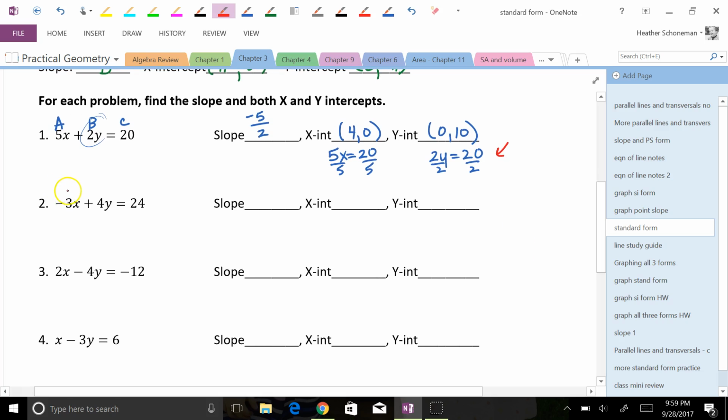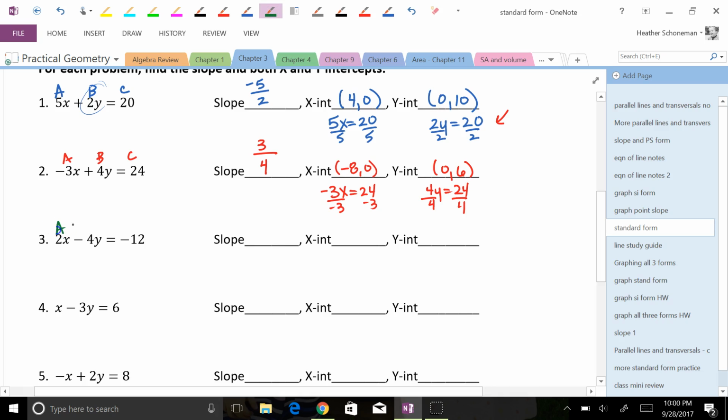Okay, let's try this again, number 2. So here's a, here's b, here's c. Your slope is the opposite of a, which would be positive 3, over b, which is 4. For the x-intercept, the y goes away, so I have negative 3x equals 24. I divide by negative 3. X is negative 8, 0. The y-intercept, x goes away, so I get 4y equals 24. So to solve, I'll divide by 4, and y is 6, so I get 0, 6.